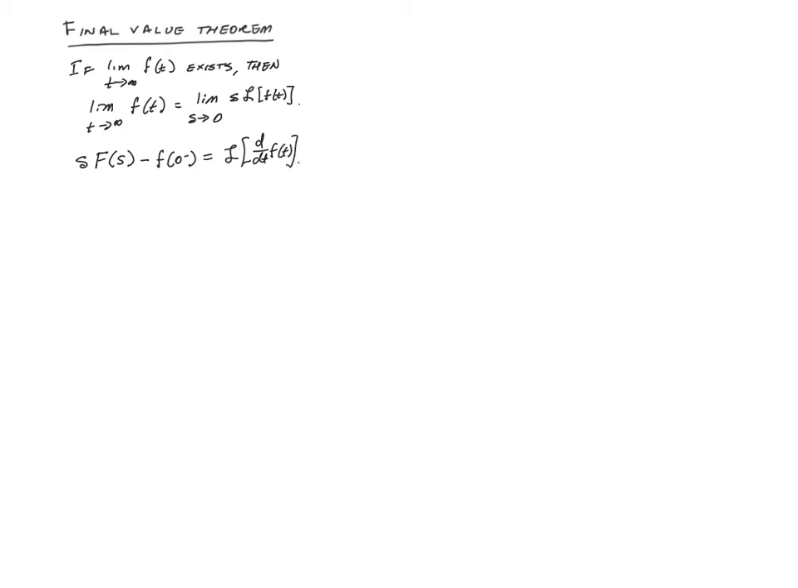Now, why do we use this? Well, because if f of t has a final value, then at that point the derivative is going to be equal to 0. So that's the hint that we need. So let's write the definition of the Laplace transform of df of dt.